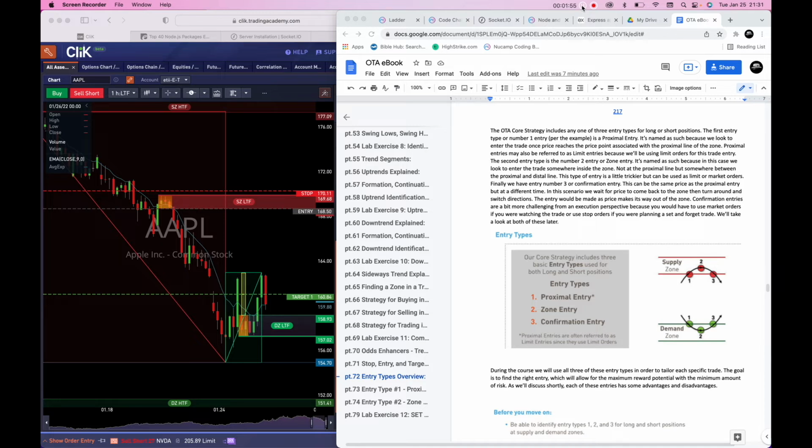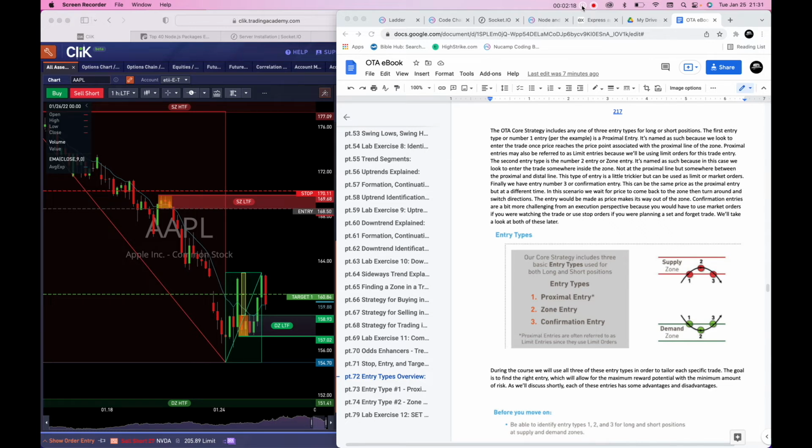Finally, we have entry number three, or confirmation entry. This can be the same price as the proximal entry, but at a different time. In this scenario, we wait for price to come back to the zone, then turn around and switch directions. The entry would be made as price makes its way out of the zone.